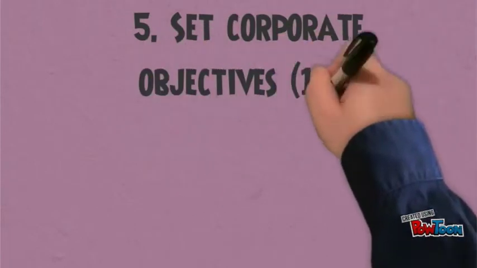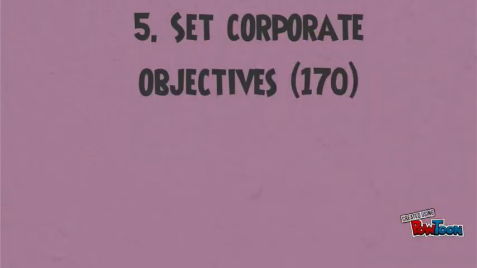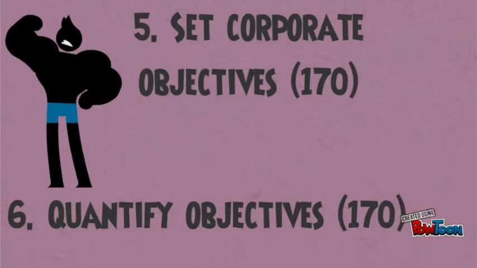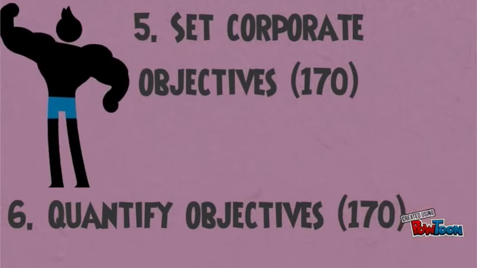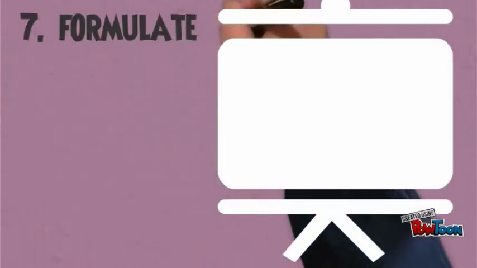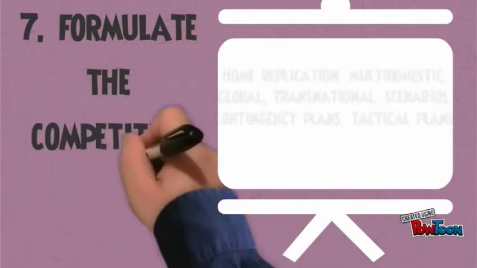Next, the organization needs to set corporate objectives that will guide the firm's course of action and then quantify these so that they are easily measurable and reachable. Goals that aren't quantifiable are like trying to get strong and have muscles without planning on going to the gym or eating healthy. The last step to the process is to formulate the appropriate strategies.